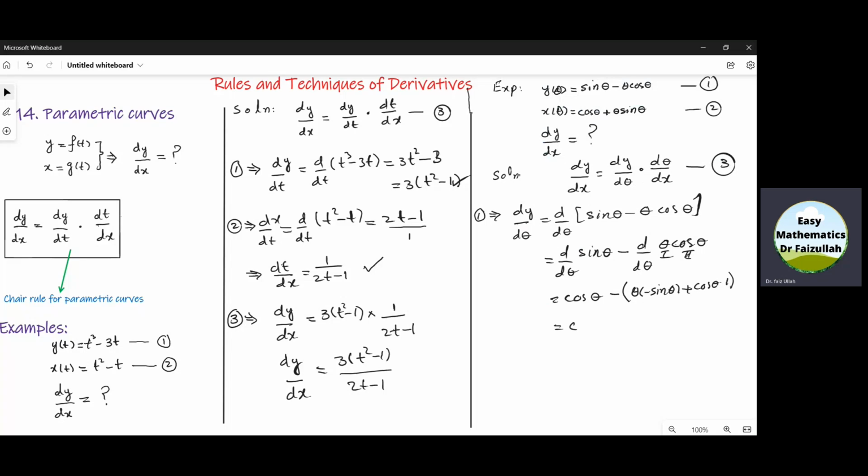Let us simplify this. So we have cos theta, minus minus will be plus, so we have plus theta sine theta, and plus into minus and minus, so minus cos theta. Minus cos will cancel with plus cos, and we get the value of dy by d theta, which is equal to theta sine theta.